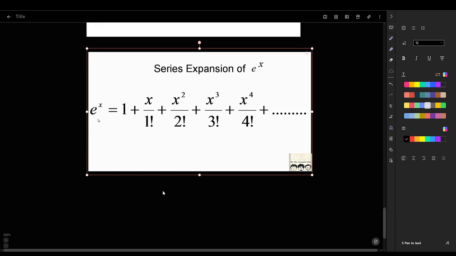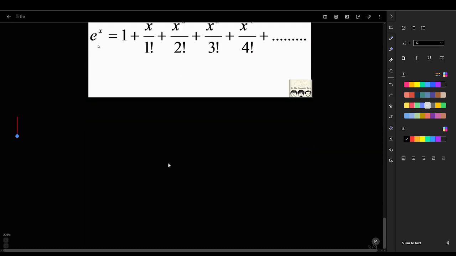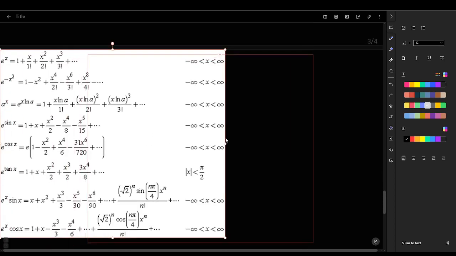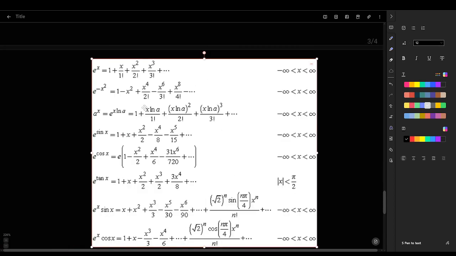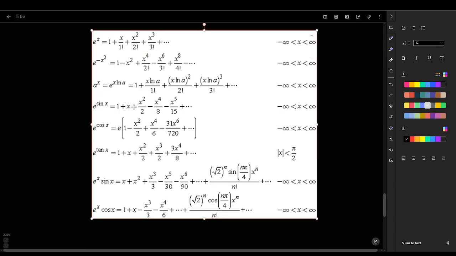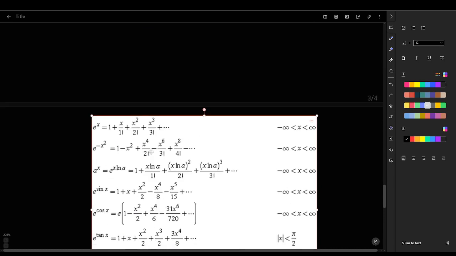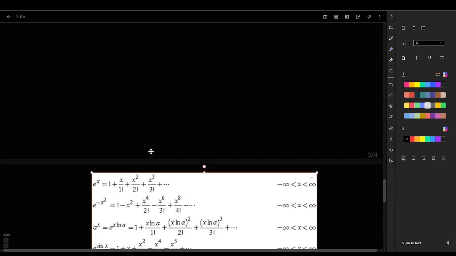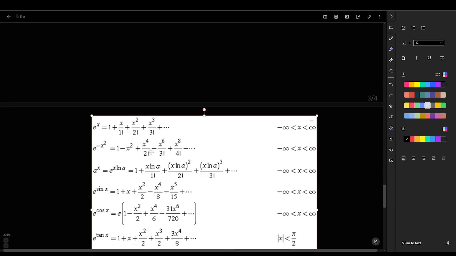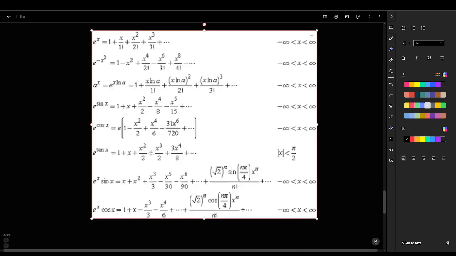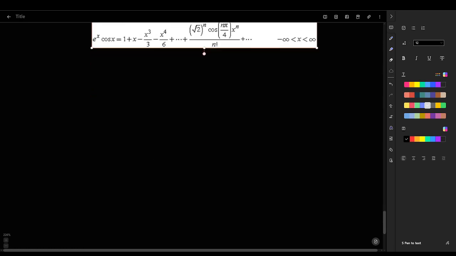And we have different kinds of expansions for different exponential functions. So basically this one, so on and so forth, especially for the trigonometric functions. These are just derived from the Taylor series. Note that the Euler expansion is just the Taylor series expansion.